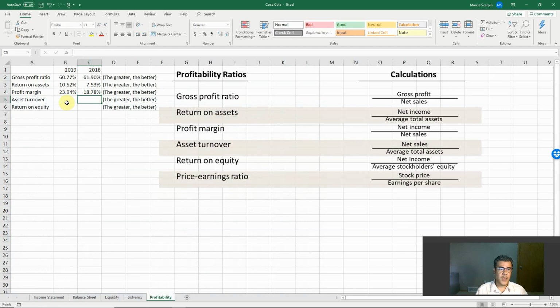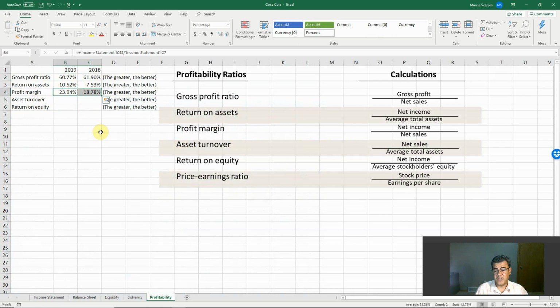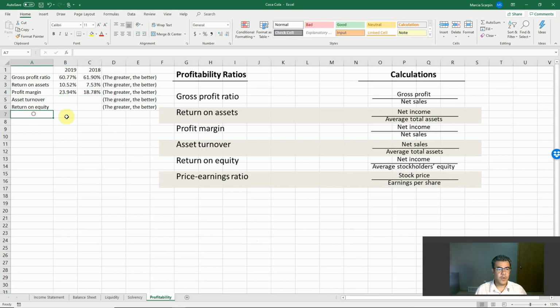here. So, okay, Coca-Cola a little bit lower here, but much higher profit margin. Usually for this kind of company, anything more than 10 is a very high number. So 23, almost 24 is a huge profit margin. Asset turnover. Oh, return on equity.